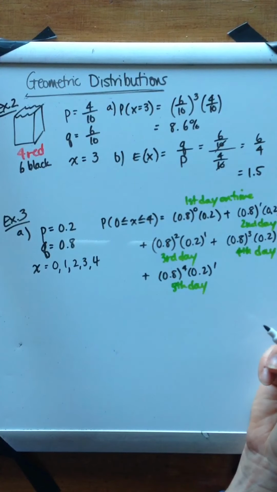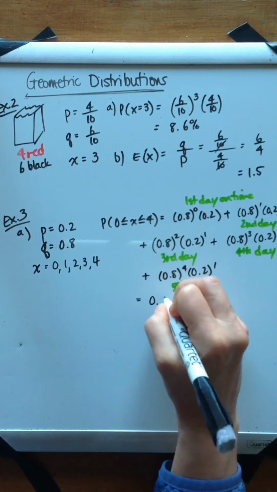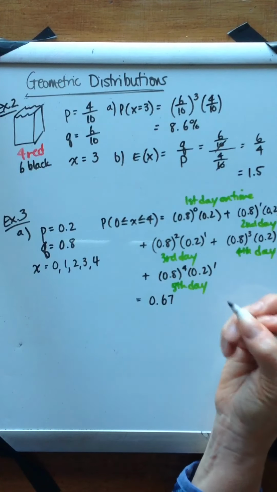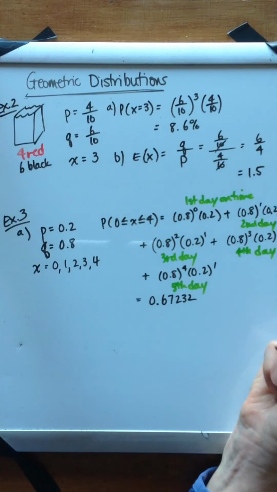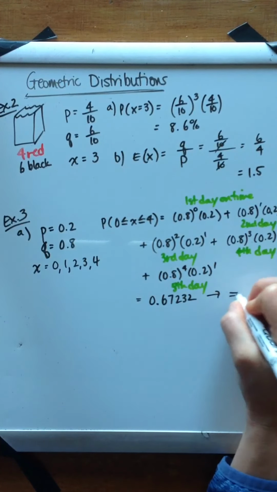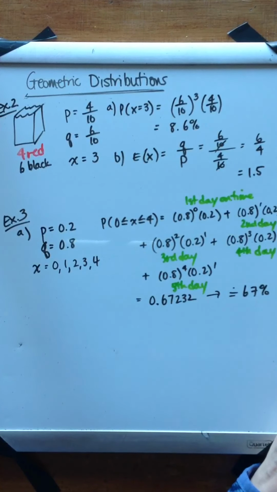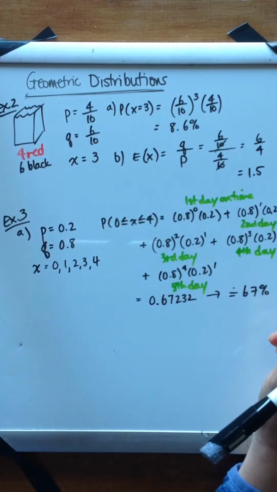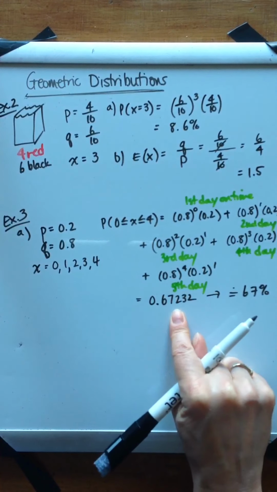Allow your calculator to do that for you, and you should get, I'm going to leave it as a decimal this time, around 0.67. I have 0.67232 here. So if you did it as a percent, it would be approximately 67%. So there's a 67% chance that they will make it on time at least once in 5 days. Now, this is a lot of work, and this is doing it directly.